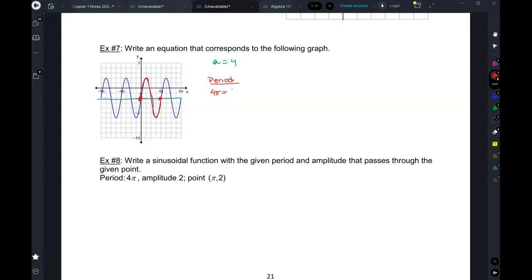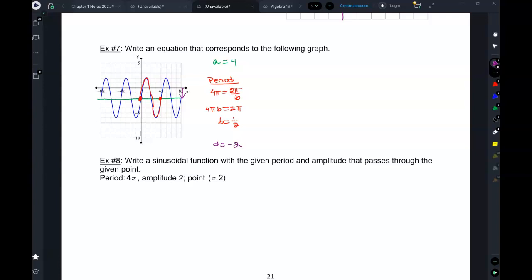4 pi is 2 pi over b, right? That's the period. So now we need to solve this for b. So 4 pi times b is equal to 2 pi. B is 1/2. Okay. I said we're not going to have phase shift, so there is no C. Now, D. This has a shift downwards of 2, so D is equal to -2.